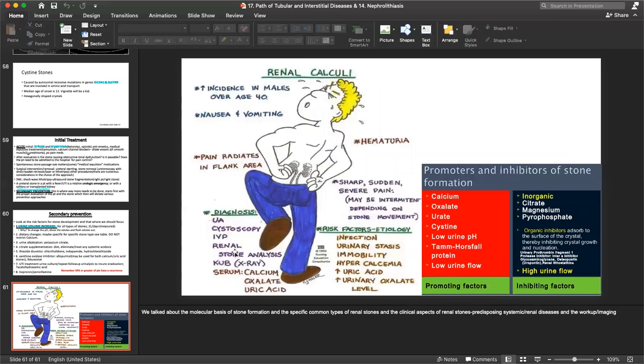Okay. So here's just looking at the stuff again. Promoting and inhibiting factors. All right. So that one is done. So we're on to our last one. This one's shorter, which is good.